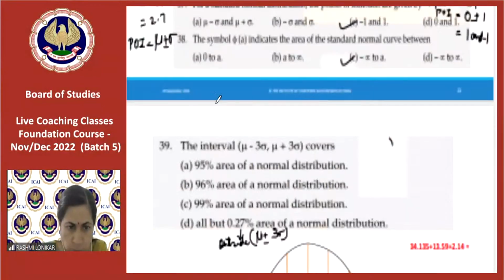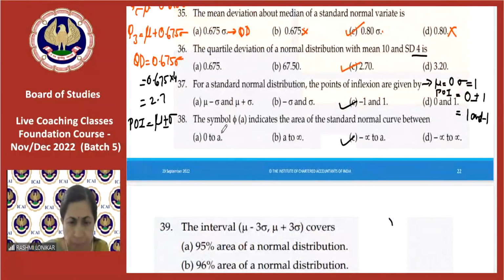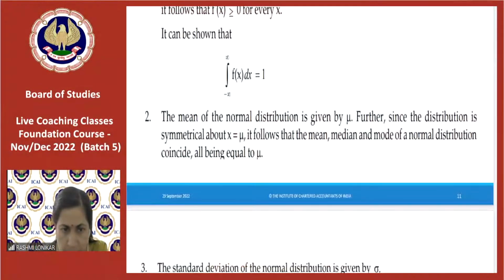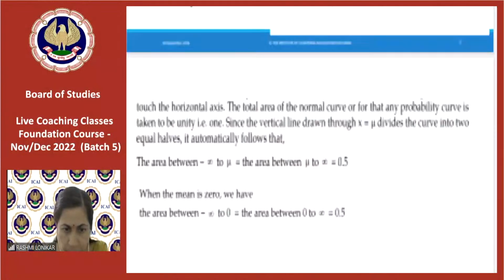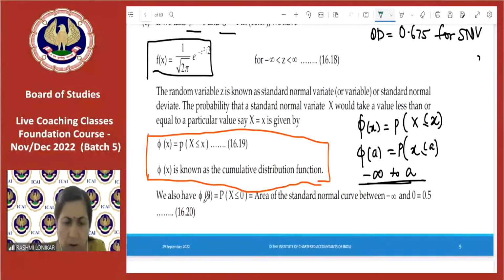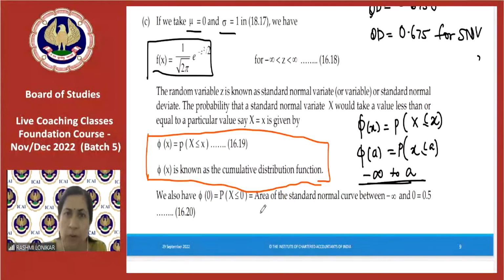38. The symbol phi indicates the area of the standard normal curve between... just go to that point. This is the standard normal variate. You have phi of x as P of X less than or equal to x. So here we have phi of a, so it will be P of X less than or equal to a. Up to a. From where will it reach up to a? This is your number line. This is your 0, and this is your a.